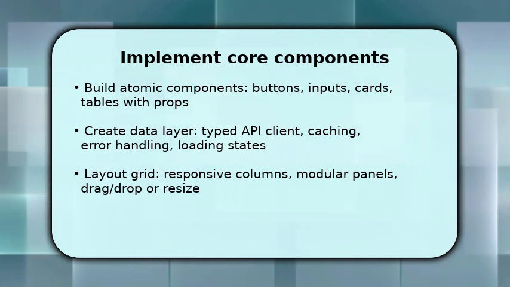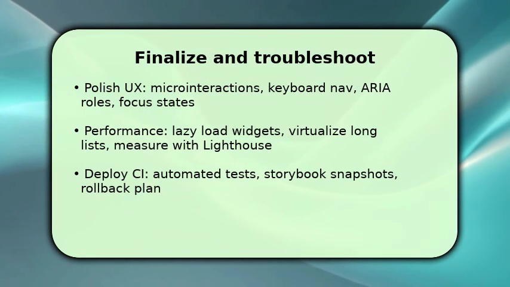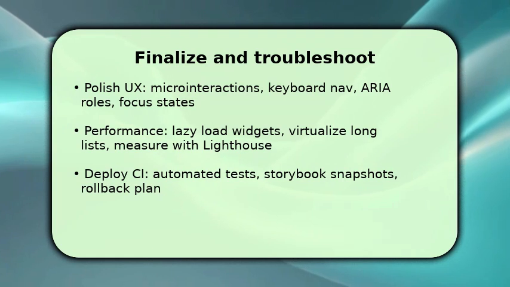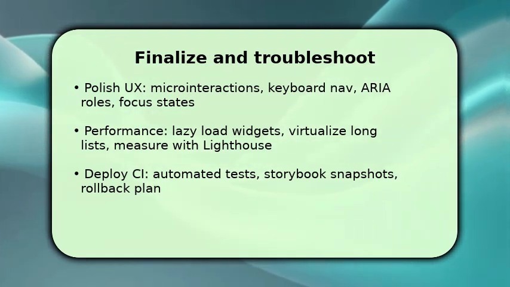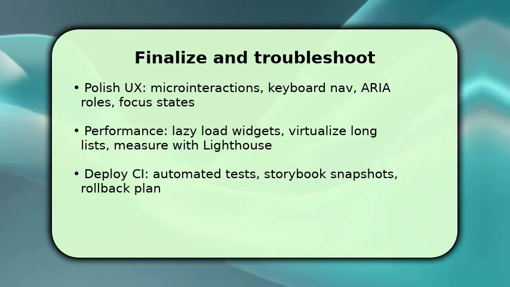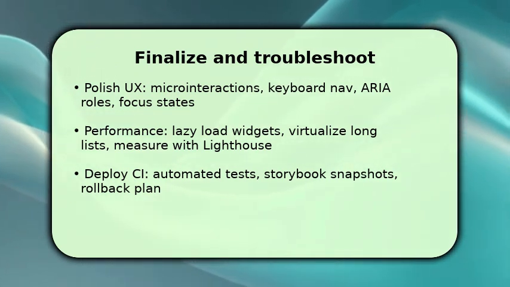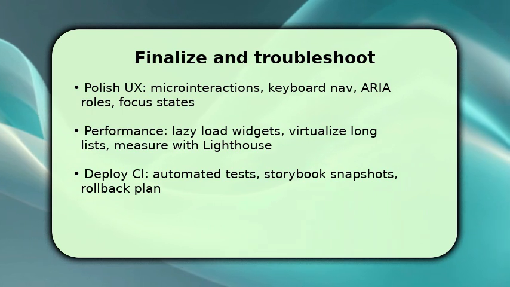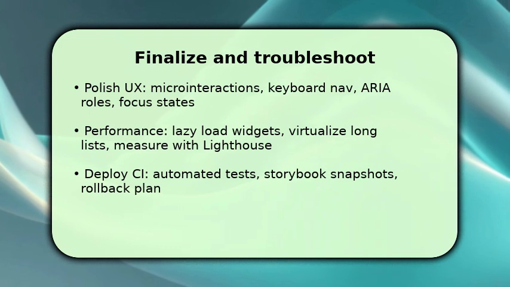You finish by polishing UX and hardening the product. Add micro-interactions, keyboard navigation, ARIA roles, and clear focus states so users move confidently. Next, optimize performance. Lazy load non-critical widgets, virtualize long lists, and measure impact with Lighthouse. Finally, deploy with CI, including automated tests, Storybook snapshots, and a rollback plan.